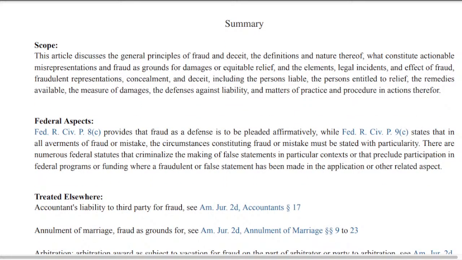So, the summary, the scope. This article discusses the general principles of fraud and deceit, the definitions and nature thereof, what constitutes actionable misrepresentations and fraud as grounds for damages or equitable relief, and the elements, legal incidents, and effect of fraud, fraudulent representations, concealment, and deceit, including the persons liable, the persons entitled to relief, the remedies available, the measure of damages, the defenses against liability, and matters of practice and procedure in actions therefore.